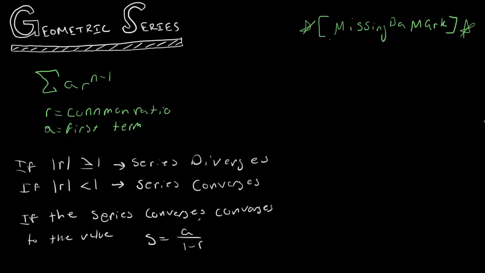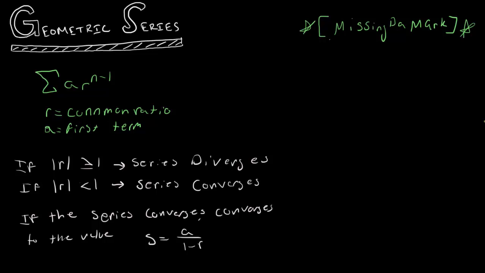Alright, hey there everybody, this is a video pretty much covering geometric series. These aren't really complicated series, pretty easy to go through, and they have fairly simple rules. So the general formula for a geometric series is sigma a r^(n minus 1), where r is the common ratio and a is the first term.